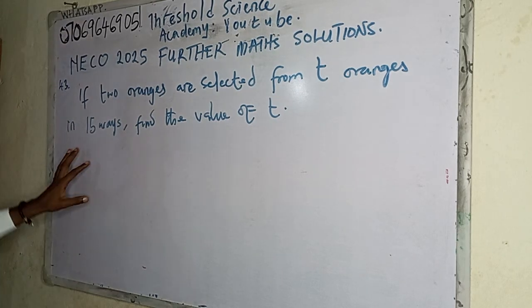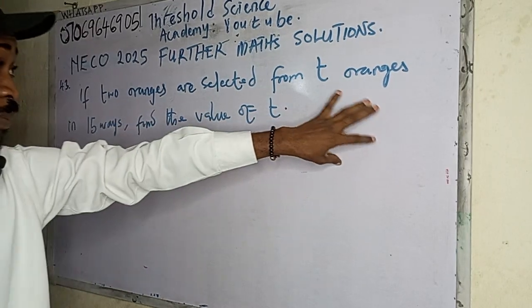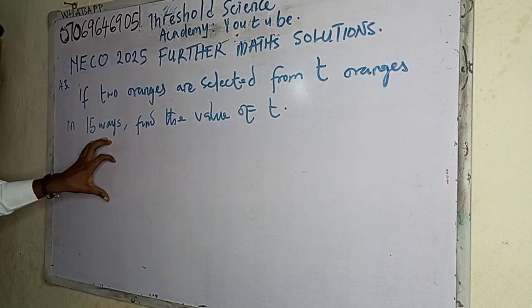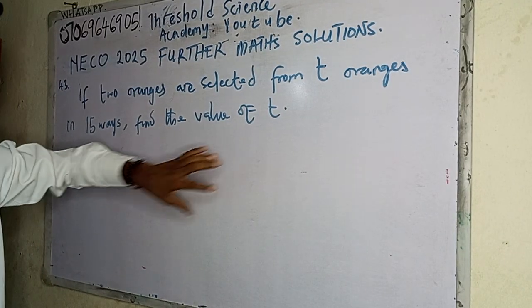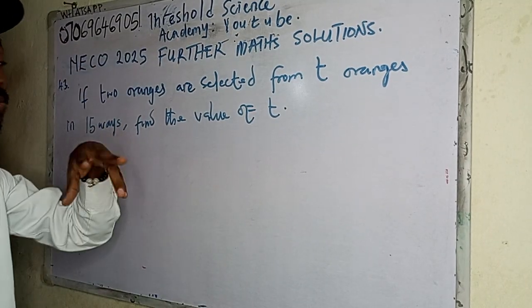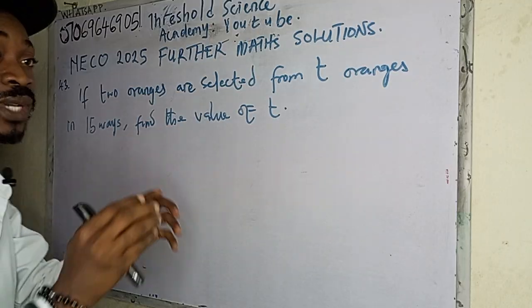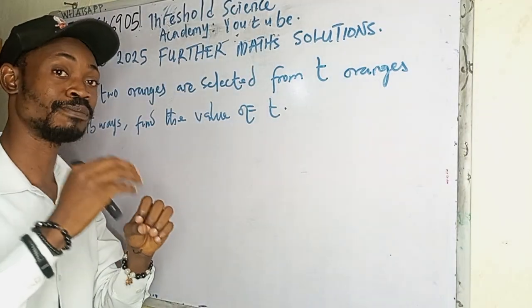All right, so question number 43 says, if two oranges are selected from T oranges, we do not know how many oranges, but from T oranges in 15 ways, we have to find the value of T. This is obviously a question on a combination because we are selecting oranges in no particular way. It is when we are selecting in a particular way, or the order in which we are selecting is important, that we are doing permutation.